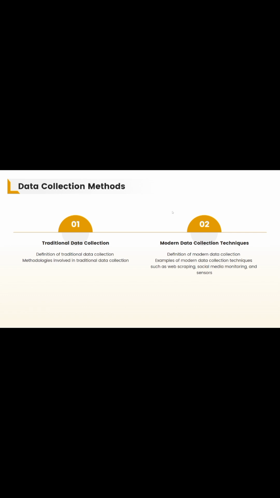Another one is paper records. Information is manually recorded and stored in physical formats like files, notebooks, and forms. And the last one is experiment. Data is collected through controlled tests and experiments to observe the outcome and trends. This method often requires more time and effort compared to modern automated techniques.